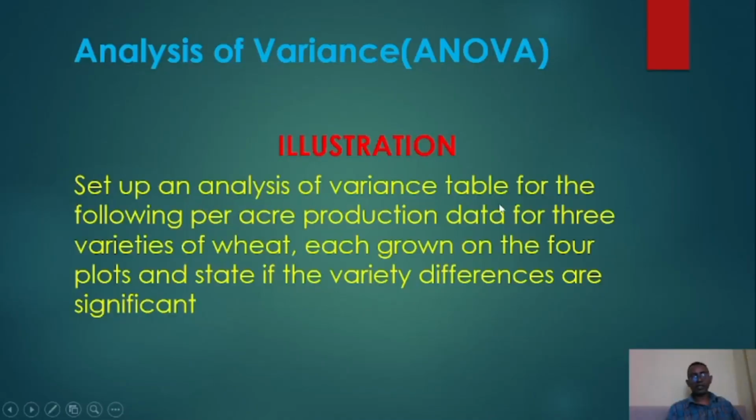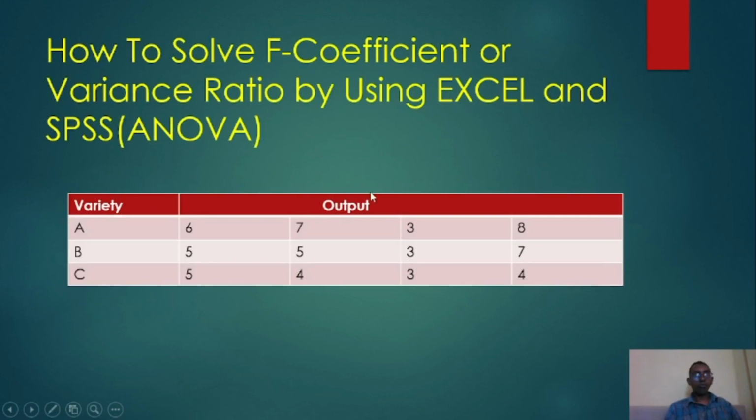Analysis of Variance table for the following production data for three varieties of wheat, grown on four plots, and state if the variety differences are significant. How to solve the F coefficient, or variance ratio, by using Excel and SPSS ANOVA. The varieties are A, B, C, and the output for A, B, C is given.